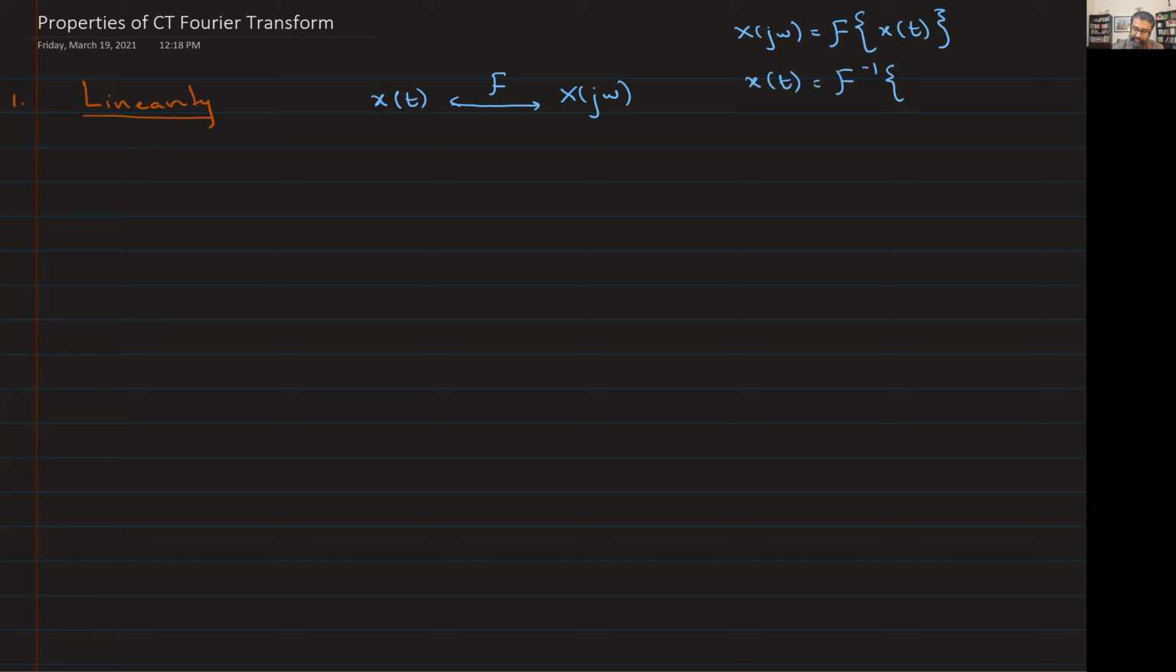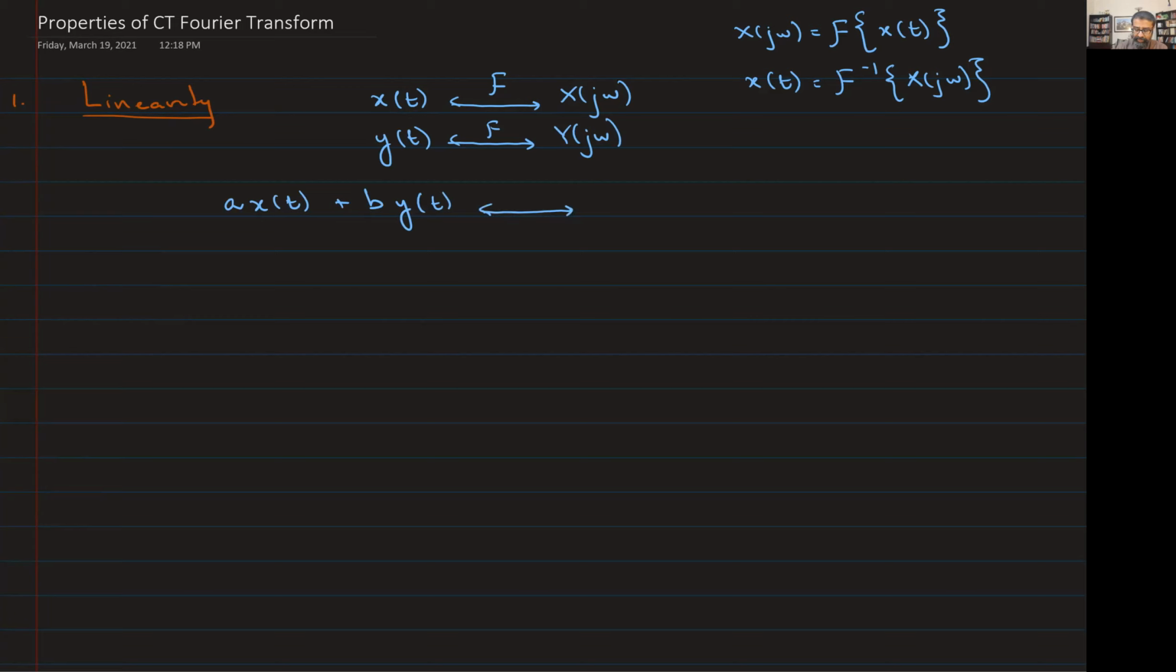Okay, x of t is the inverse Fourier transform of X of j omega. This is also a notation that you may use. Pretty straightforward. With linearity, if X of j omega is the Fourier transform of x of t, and Y of j omega is the Fourier transform of y of t, then what is the Fourier transform of a times x of t plus b times y of t? That should be straightforward.